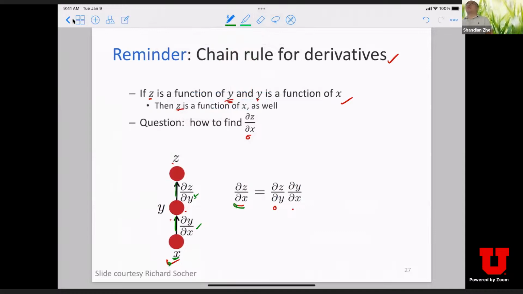Okay. If we have multiple paths, what will we do?